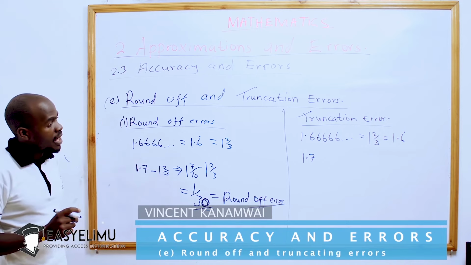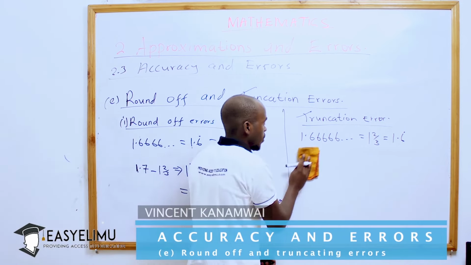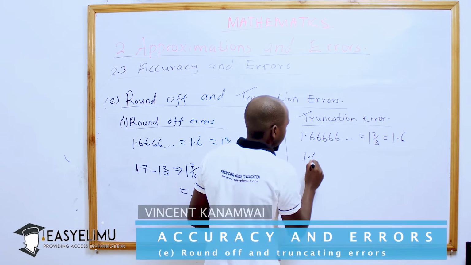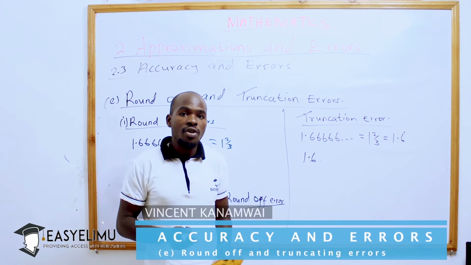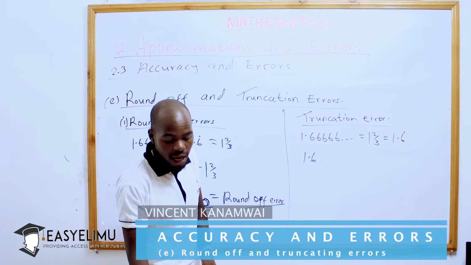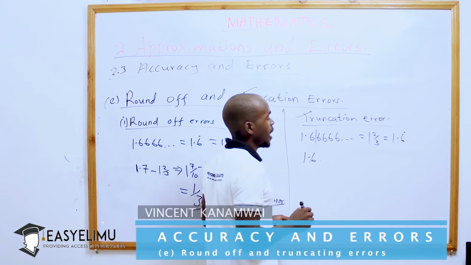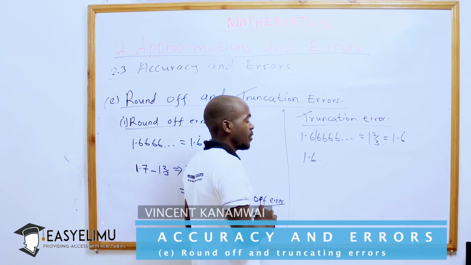And after doing that, actually it's 1.6. Truncating, we don't round off. We just cut off the remaining digits and ignore them. So we cut to one decimal point at that point and we remain with 1.6.